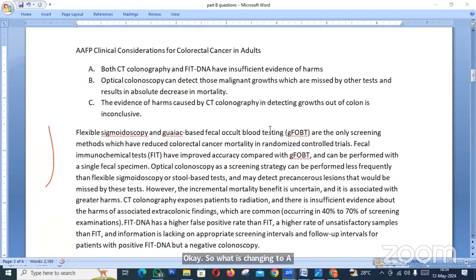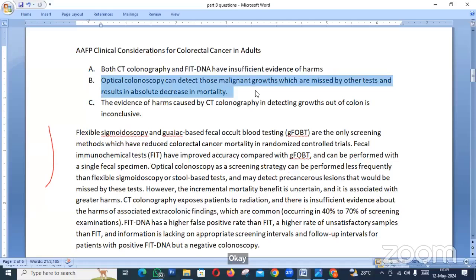B in the second part is wrong. That's why I changed my mind to A. Let us see option B. Is it true or false? Someone has given B also. Optical colonoscopy can detect those malignant growths which are missed by other tests.